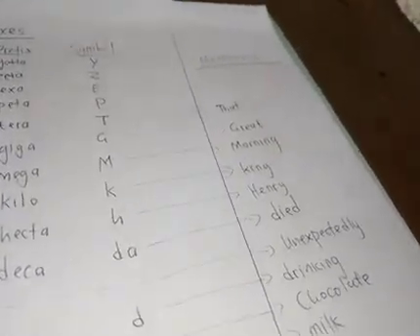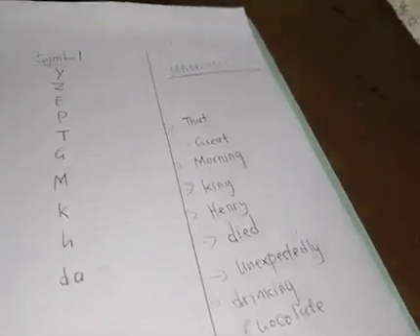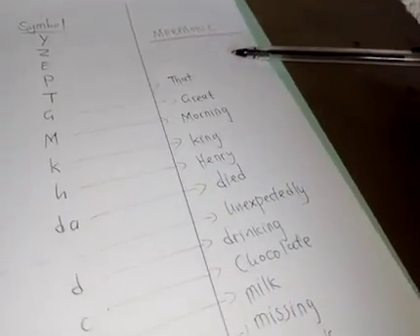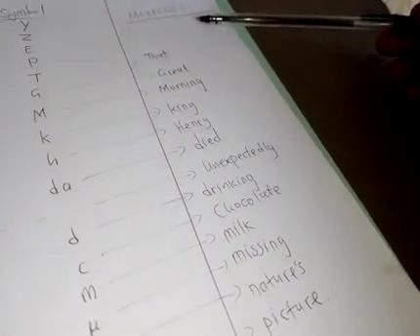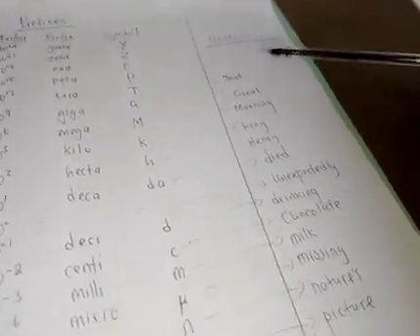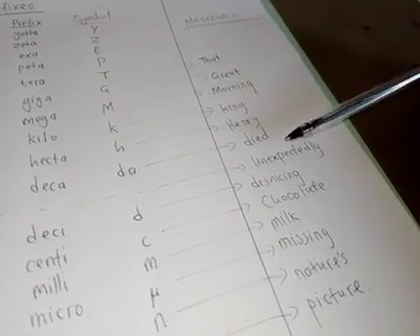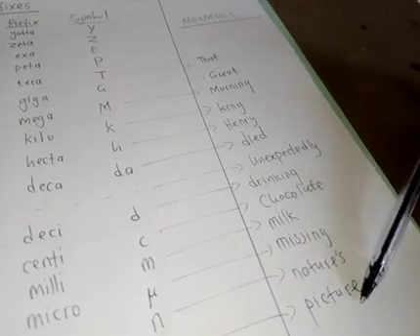Now, it would be a bit challenging to memorize the prefixes without using a mnemonic. So I have this mnemonic for you. If you have any other mnemonic, you can use it, but even this one will work perfectly well for you. The mnemonic is: That great morning, King Henry died unexpectedly, drinking chocolate milk, missing nature's picture.